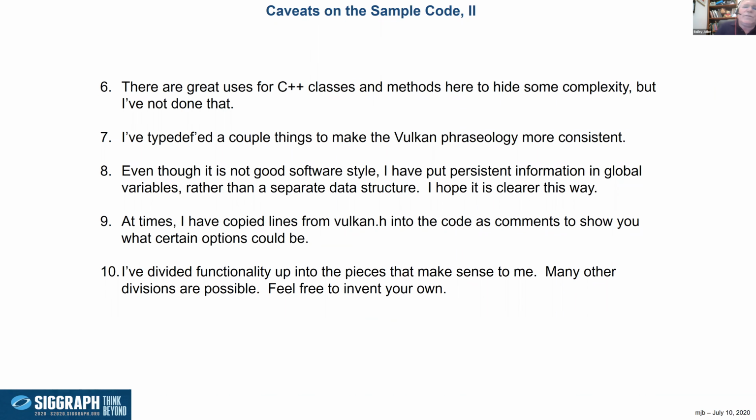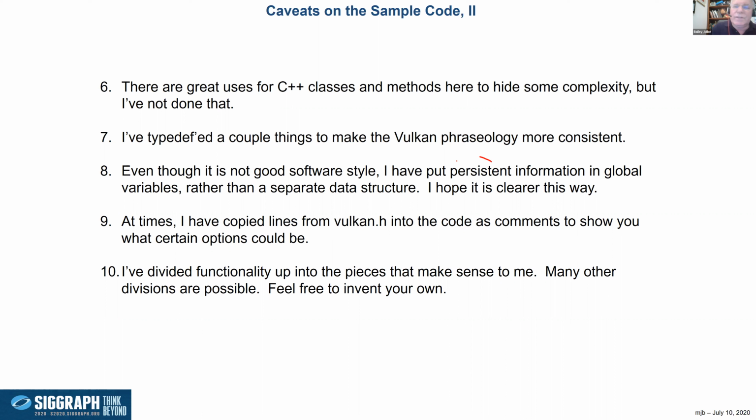There are great uses for C++ classes and methods to hide some of the complexity. I know a bunch of people who are working on their own versions. Probably one of them will eventually emerge, will bubble up to the top, and we'll all use that to simplify this. But as far as I know, there's not one standard. And if I did use those here, you wouldn't be able to see really how things happened.